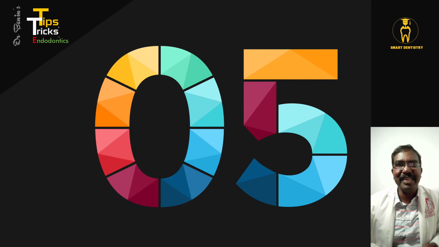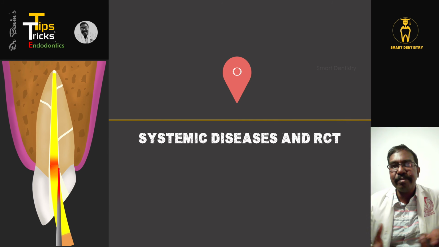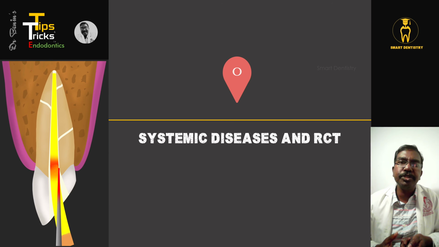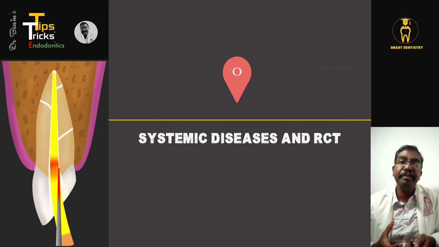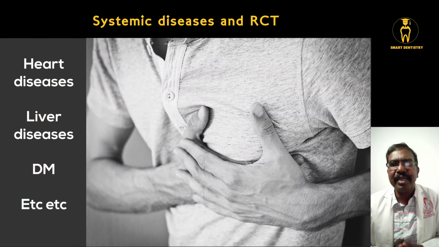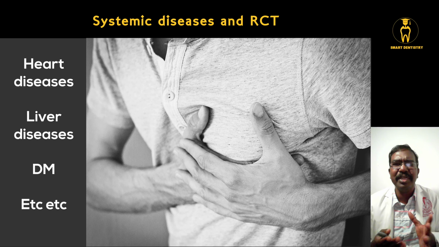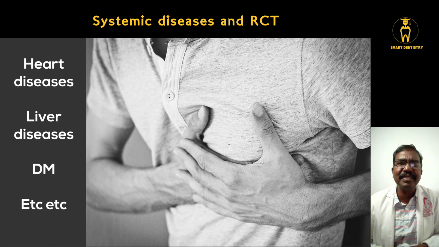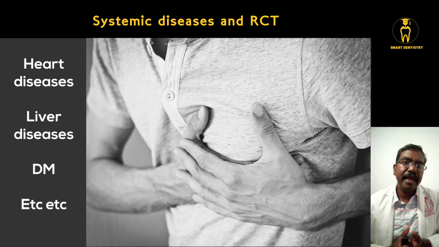Okay, the last tip of the day, let's see something which is very basic that every beginner in doing root canal treatment should know: whether we shall do root canal treatment whenever the patient is coming with systemic diseases or not. Okay, let's say the patient is having some cardiac diseases or some liver diseases or some diabetes mellitus or some endocrine or some neurological or whatever the disease it may be. Is it advisable to do root canal treatment in such patients, or does it have to be contraindicated?